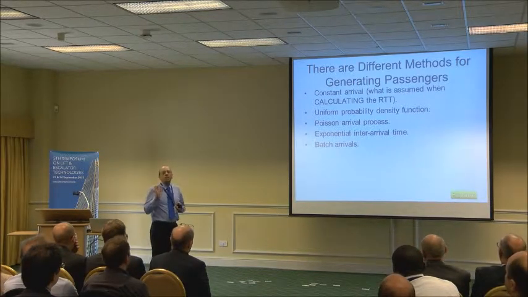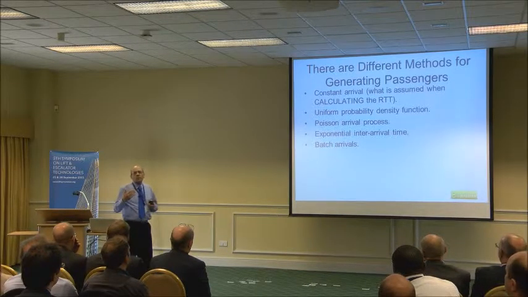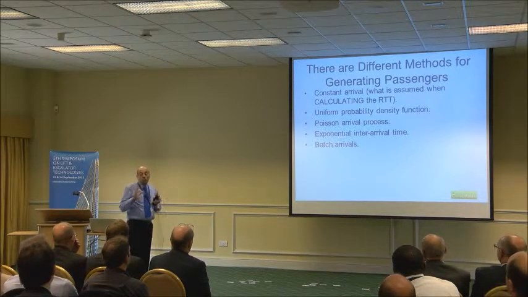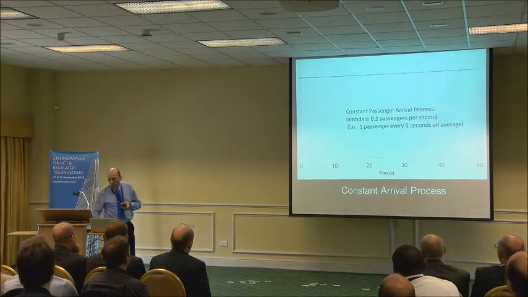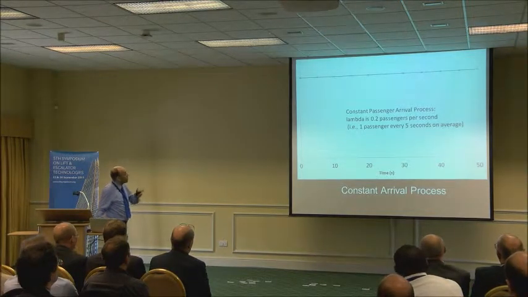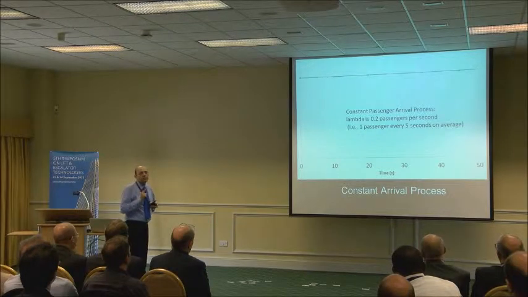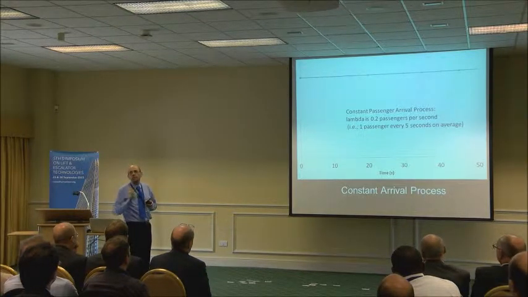So in reality, people arrive in groups. When you're going out for lunch and coming back, you're usually with friends and so on. So the model has changed slightly. So that's the constant arrival. That's what we're assuming when we actually calculate the round trip time. You're making that assumption implicitly.